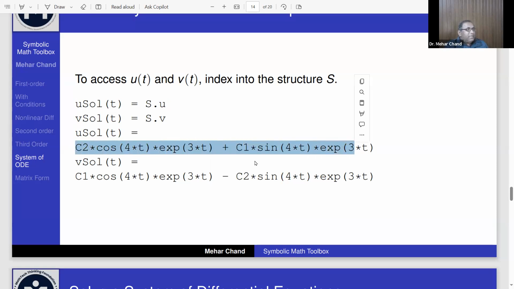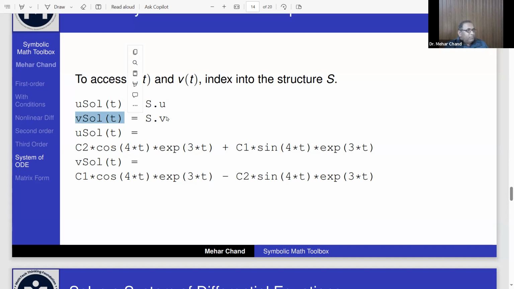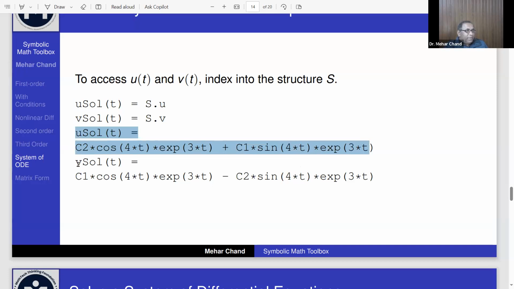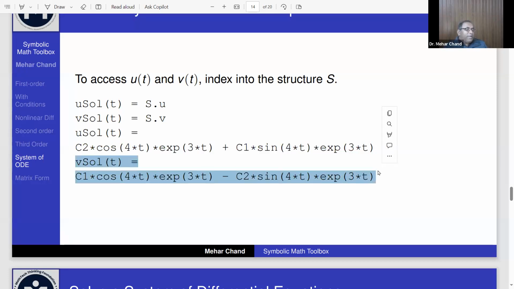You can see this is the solution for u, and the other is the solution for v. You will use vSolution_t is equal to S.v. So by using these two statements, you will have the solution for u and the solution for v. This is the solution for v. So from the above system of differential equations, we have the values of u and v which are expressed at this place. So this is the value of u and this is the value of v. In this way, you can easily use this approach to solve a system of differential equations.